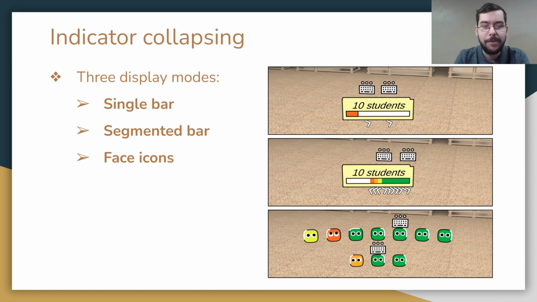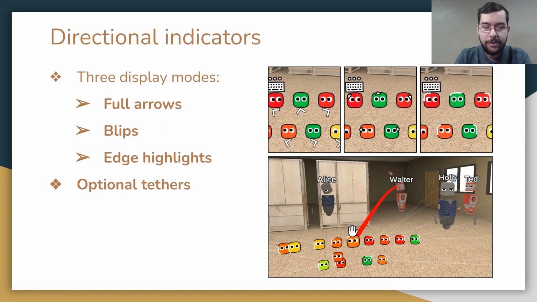These are some different types of indicator collapse modes we've implemented. In particular, face icons have moving eyes that show the relative eye gaze of the student to the teacher to restore the missing cues that you don't have in VR. To redirect the teacher to potentially off-screen students, we have a number of directional indicators implemented.